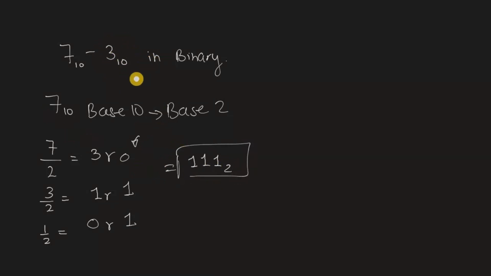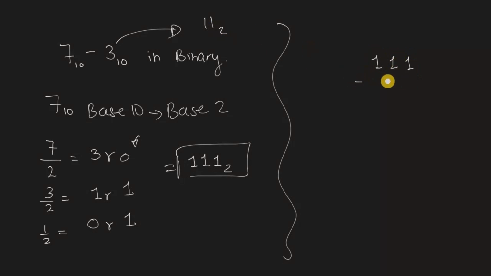Now you have to convert 3 into binary. This you already know, right? 3 is 1 1 in binary. So now you can perform the operation. You have 1 1 1, which is 7, and you need to subtract 3 from it, which is 1 1 in binary.